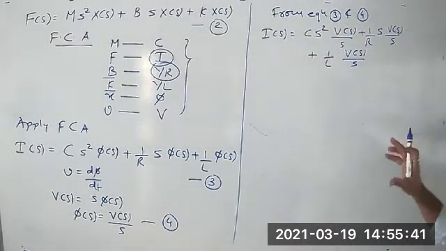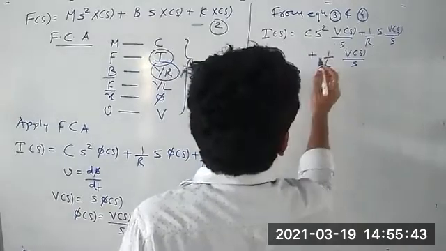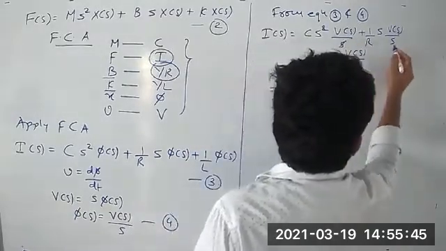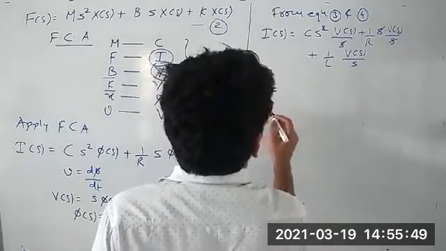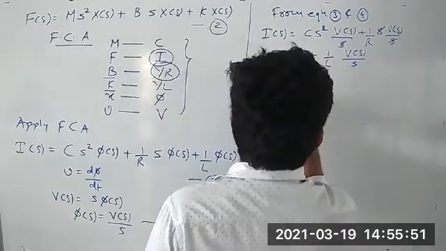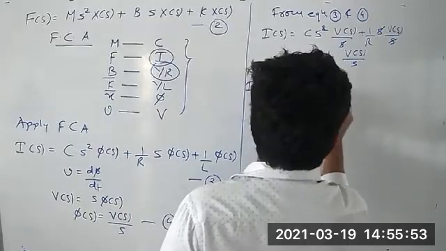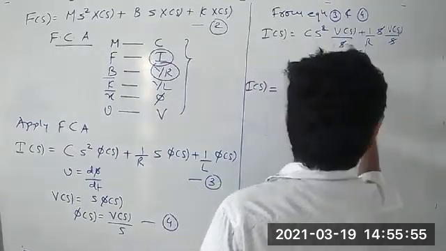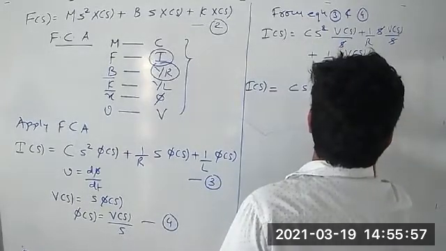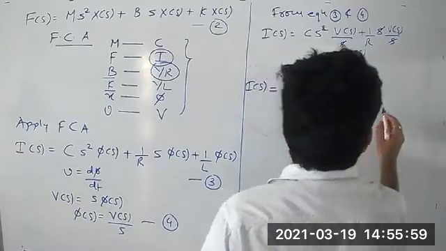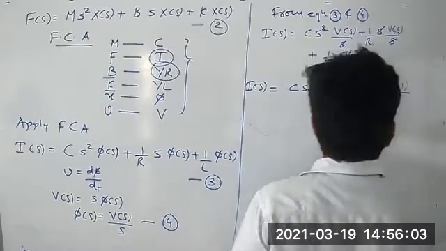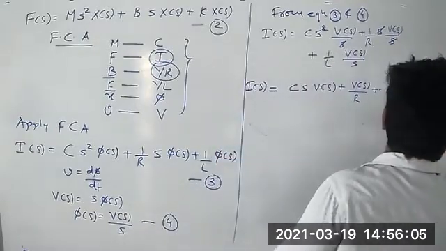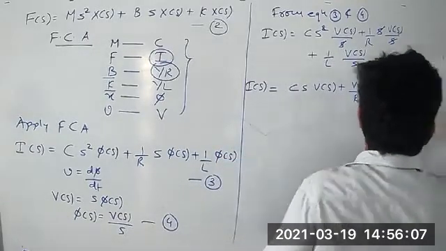Now if you further solve this equation, here S square cancels, this S will get cancelled. We can write I of S is nothing but C into S into V of S plus V of S divided by R plus V of S whole divided by S into L. Let this indicate equation number 5.